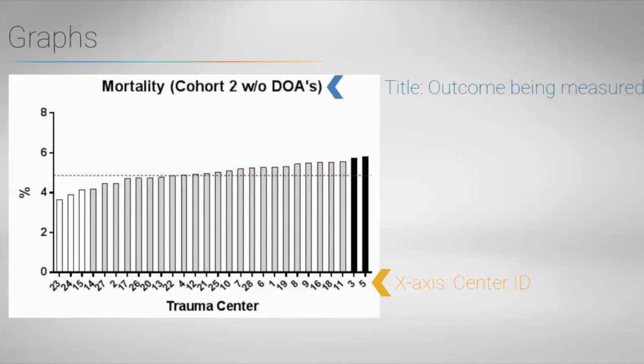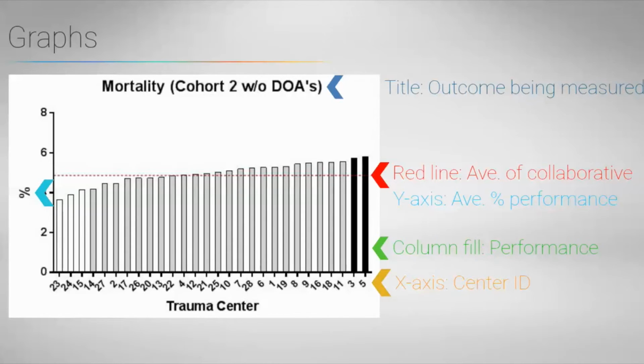The x-axis provides the ID of the trauma center. The y-axis provides the percent average performance for the outcome being measured. The red dashed line indicates the risk and reliability adjusted average for all the trauma centers. The color fill of each column indicates better, average, or worse performance than the collaborative based on a 95% confidence interval, or low, non, and high outlier status respectively.